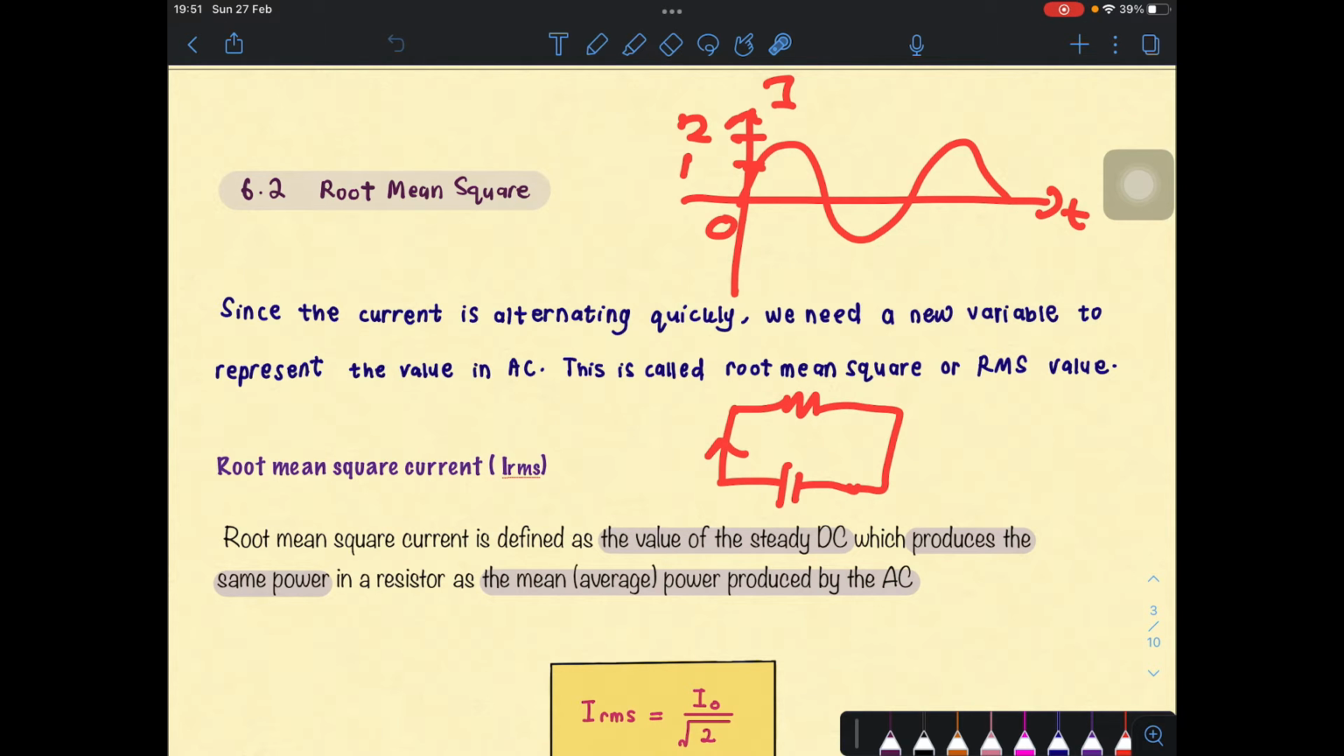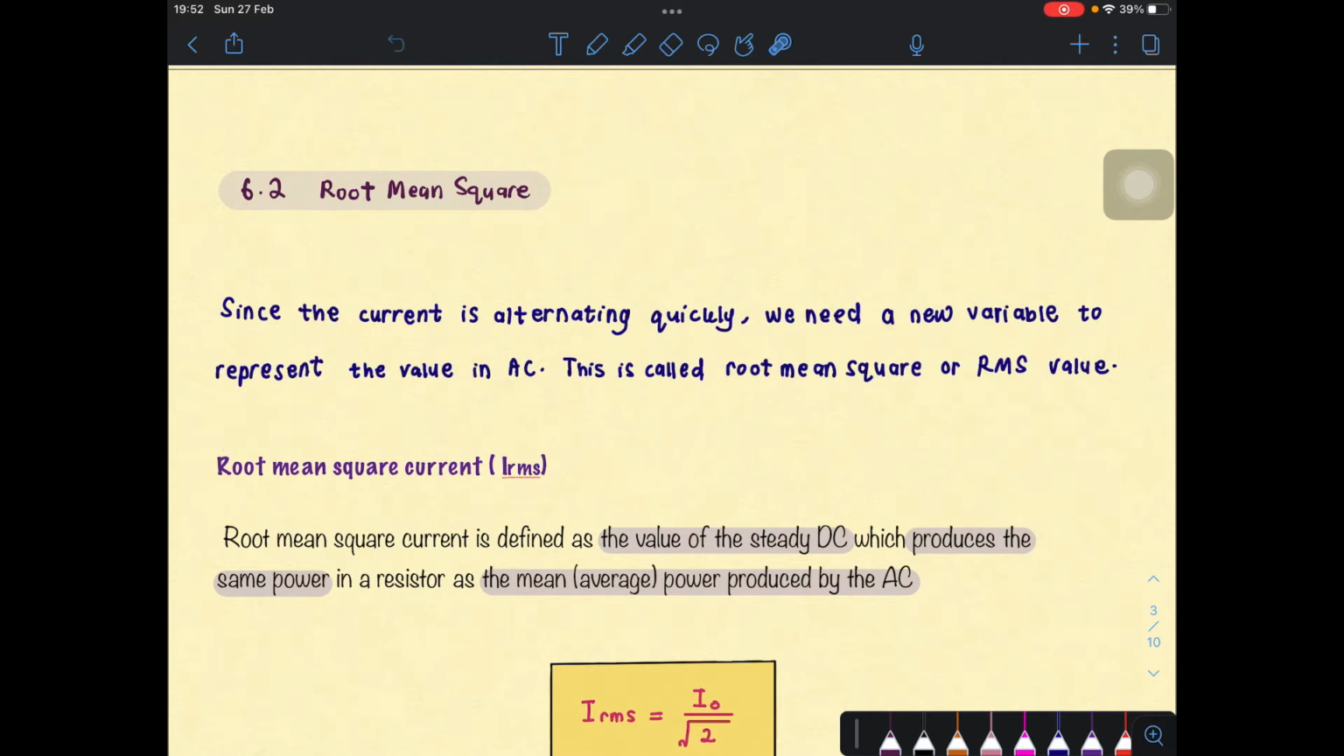So compared to DC, we only have one constant value that flows throughout the circuit. But in AC, we don't have a constant value. So in order to find this effective value, kita panggil dia sebagai effective value, we use a new variable, what we call RMS. So we need a new variable to represent the value in AC. This is what we call root mean square, or RMS value.